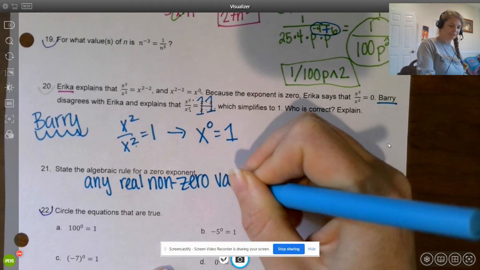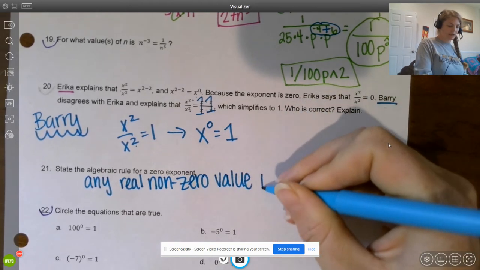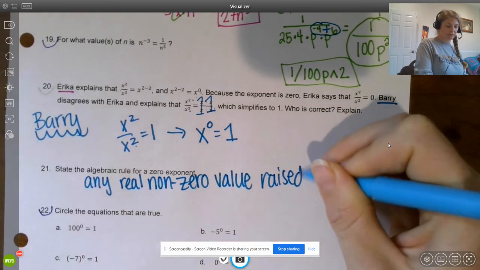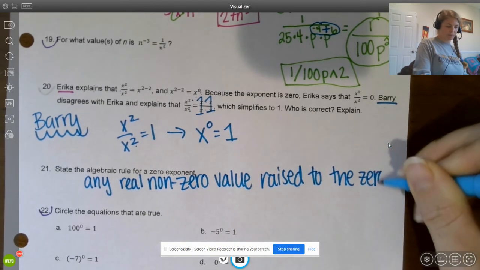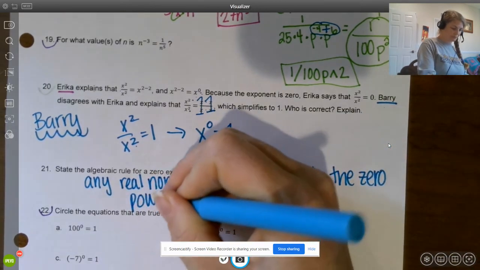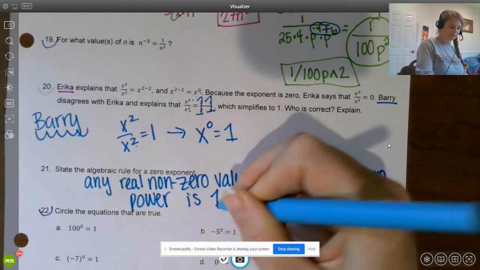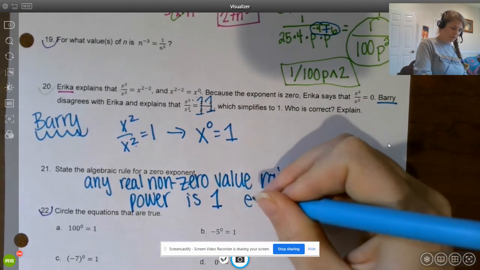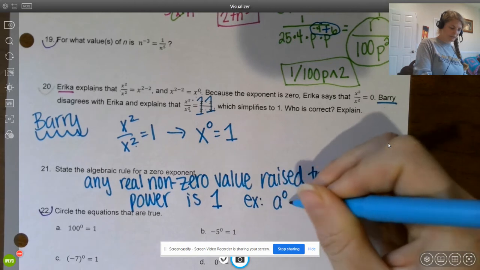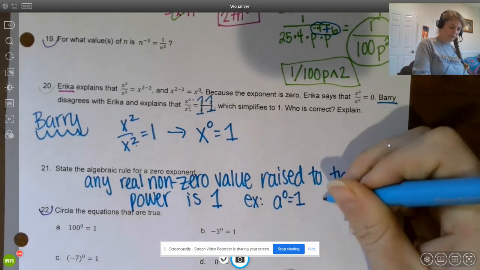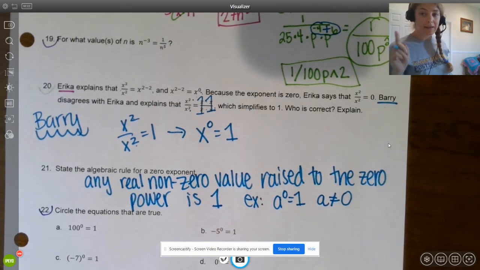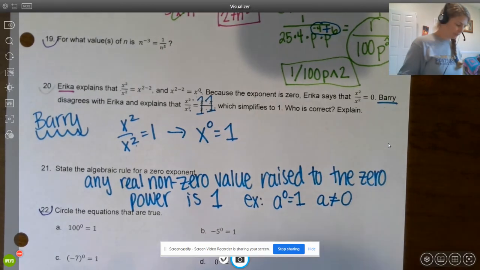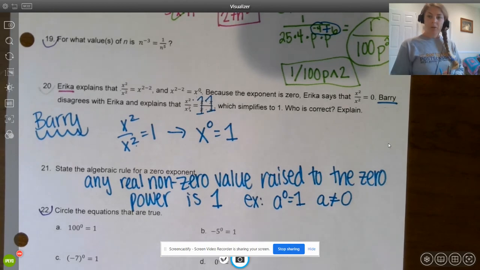non-zero value raised to the 0 power is 1. So, example, a to the 0 is 1 when a does not equal 0. Really important, a cannot be 0 here. You might be wondering why. I'll talk to you about it in a second.